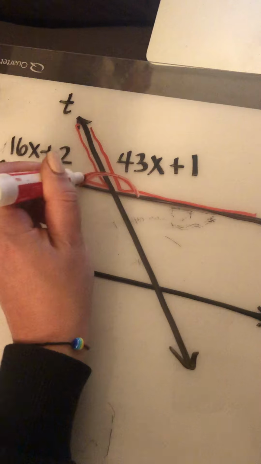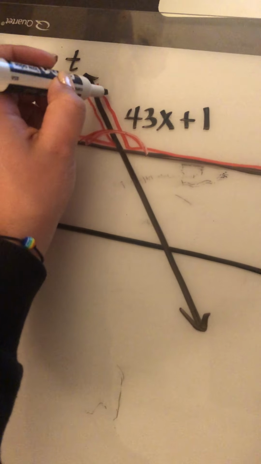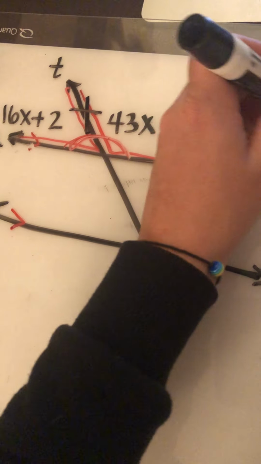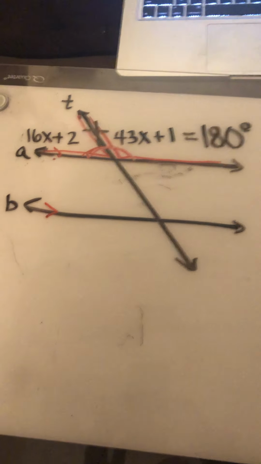They form a straight angle, which means they are supplementary. And what does that mean? That means that if I add them together, they're going to equal 180 degrees. So we can use that understanding to write an equation to solve for x.